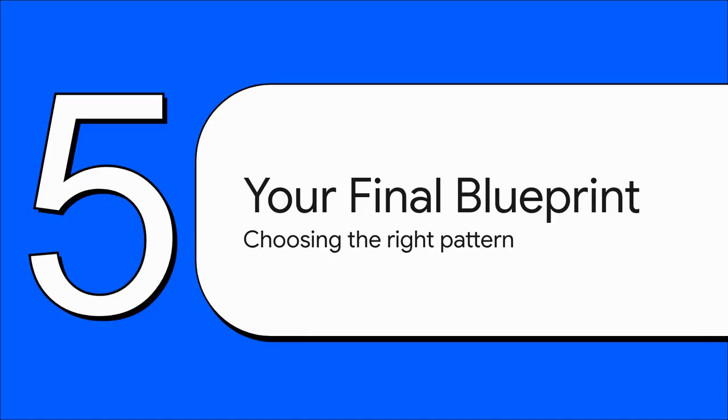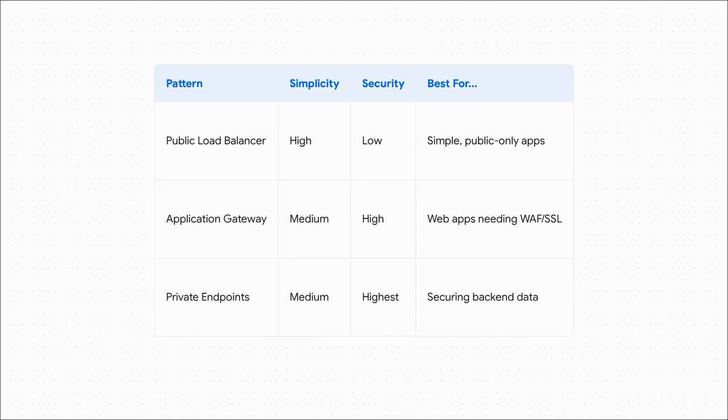All right, we've laid all the bricks, we've dug the tunnels, and we've posted the guards. Let's pull this all together into a final blueprint that's going to help you make the right calls for your own fortress. Okay, think of this as your decision-making cheat sheet. If you have a really simple app and you just need to get it online fast, a public load balancer is the easiest option. But for most real-world web apps, the application gateway is the sweet spot.